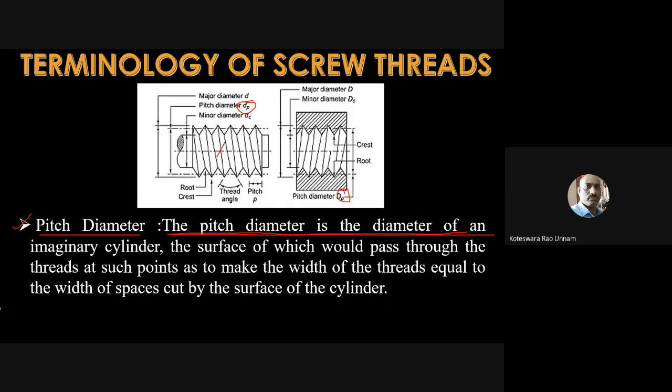the pitch diameter is the diameter of the imaginary cylinder, the surface of which would pass through the threads at such a point as to make the width of the threads equal to the width of the spaces cut by the surface of the cylinder.